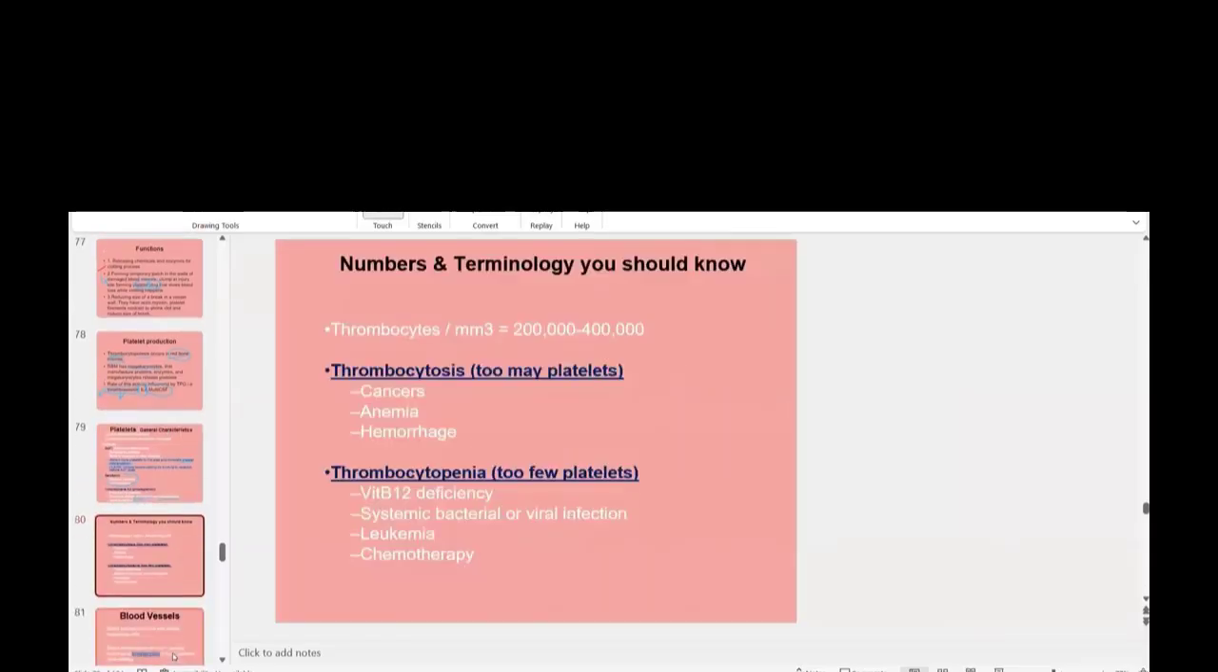Numbers and terms that you should know: thrombocytes, this is their number, and too many platelets happens in case of cancers, anemia, hemorrhage, thrombocytosis, or thrombocytopenia, that is too few platelets. It could be because you're not taking your green vegetables, so vitamin B12 deficiency, and systemic bacterial or viral infection. Systemic means it's moving through your organ systems, and then leukemia or chemotherapy. During these stages also you will find too few platelets.